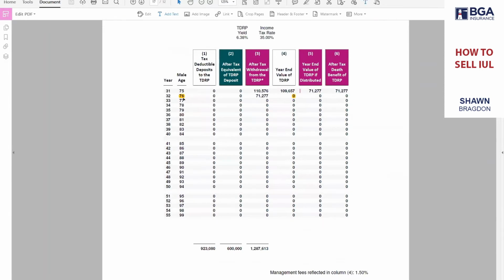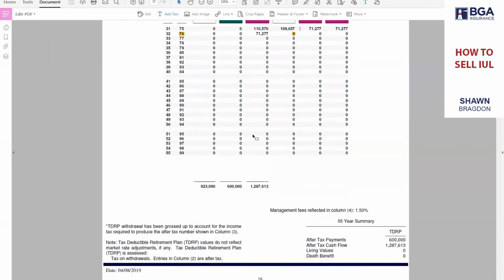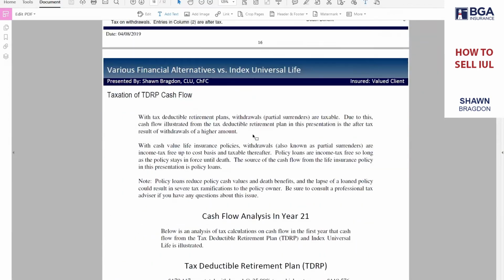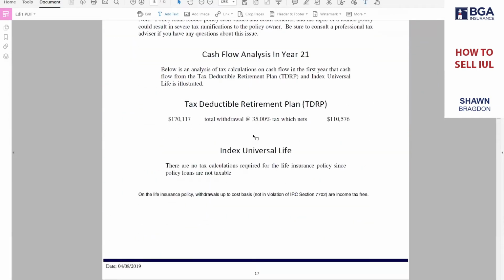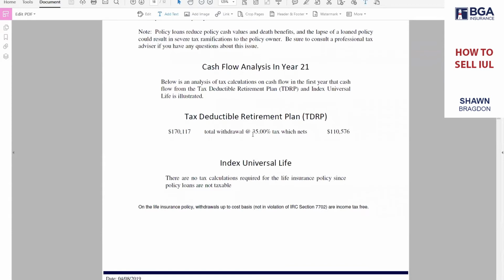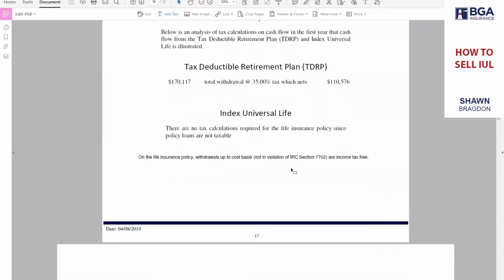Your 401k plan runs out of money at age 76. Often you might tell your client, hey, if your company is matching on your 401k plan, take advantage of that. But anything over and above that match, I've just proven to you, you'd be better off with an index UL. And it really boils down to the taxes. This guy's going to have to pull out $170,000 out of his 401k plan to net that $110,000, assuming a 35% tax rate.